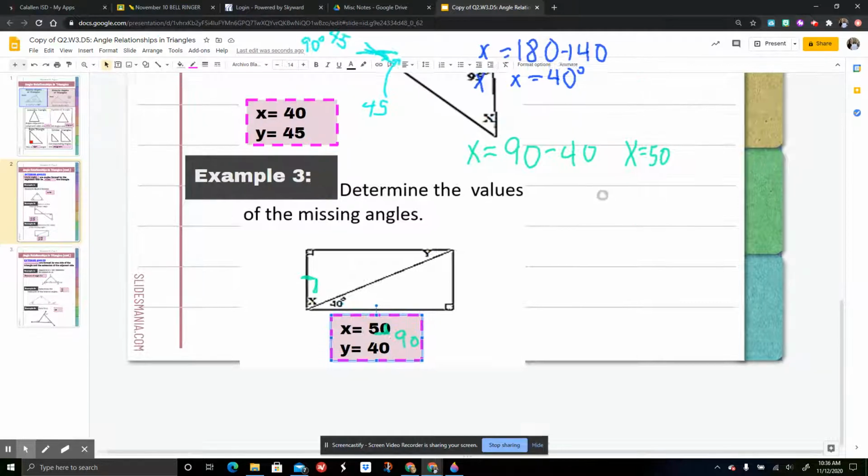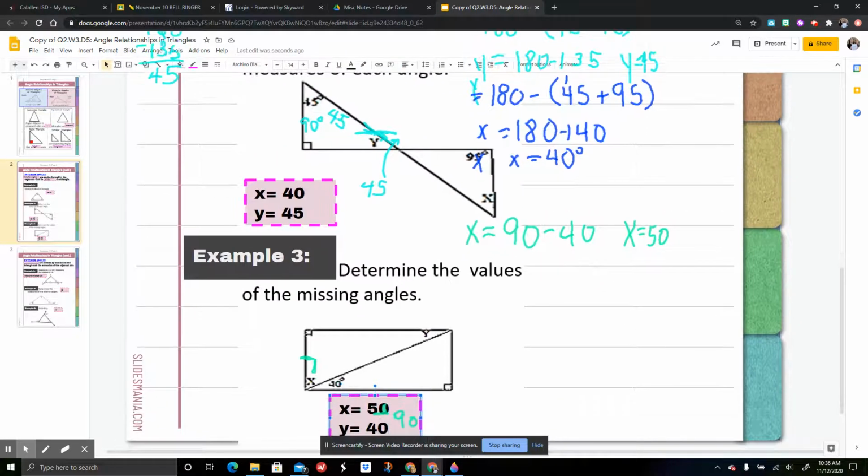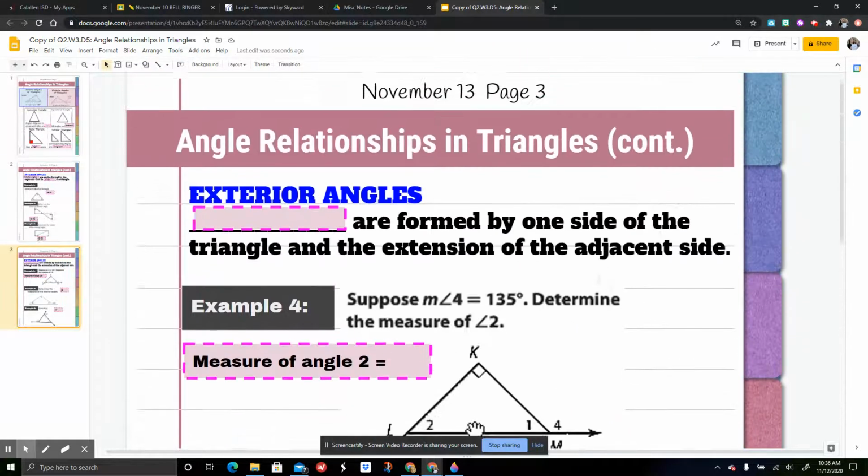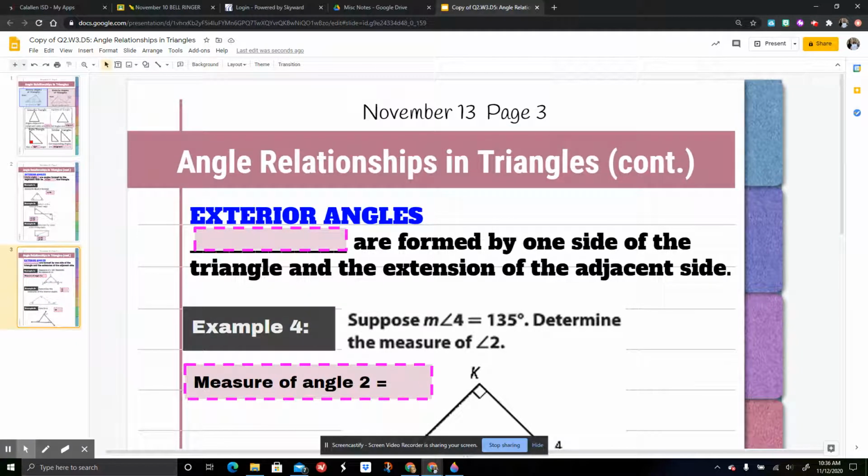Okay, so that's the end of page 2. We can go on to page 3. And page 3 is talking about exterior angles. Exterior angles are formed by one side of the triangle and the extension of the adjacent side.